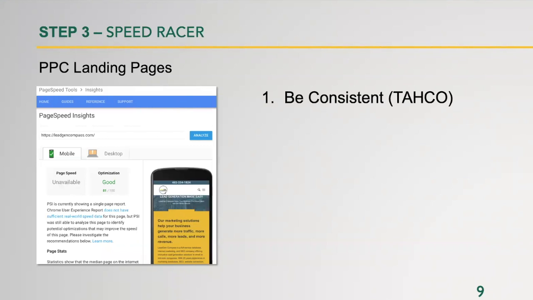One of our internal pieces for quickly building a pay-per-click landing page is we use this acronym TACO. Am I doing this correctly? The term, the TACO. I got distracted. So T is for term. What is the term that's being searched for?